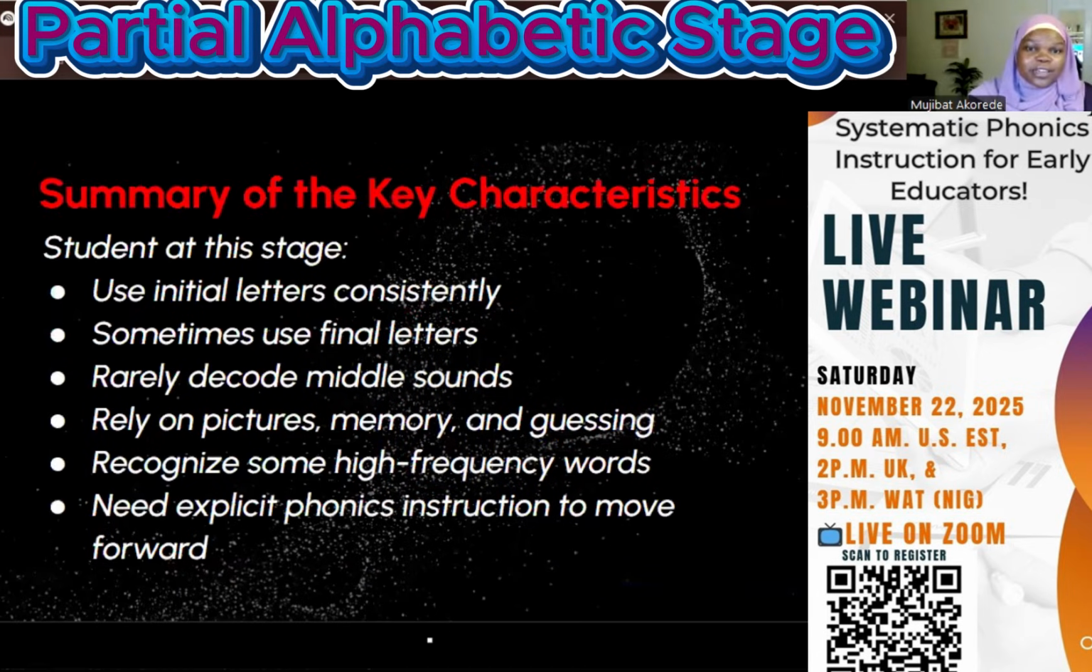So, a summary of the key characteristics: students at this stage can use initial letters consistently. They can sometimes use the final letters. They rarely decode middle sounds. They rely on pictures, memory, and guessing. They recognize some high frequency words like the, I. Finally, they need explicit phonics instruction to be able to move to the full alphabetic stage.